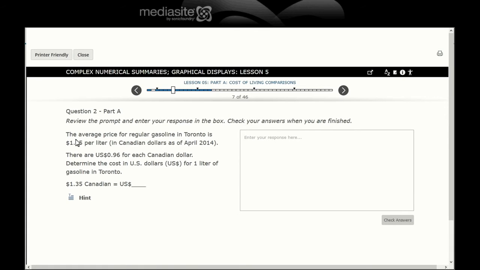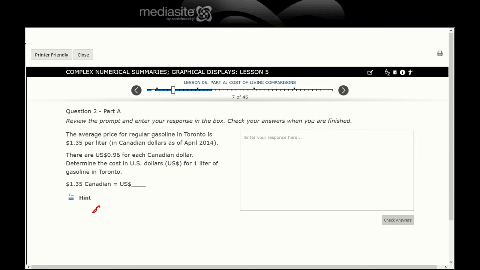Check your answer. The average price for regular gasoline in Toronto was $1.35 per liter. That's Canadian dollars, by the way. There's 0.96 US dollars for each Canadian dollar. Determine the cost in US dollars for 1 liter of gasoline in Toronto. So let's see, $1.35 Canadian is how many US? Well, let's do, again, dimensional analysis.